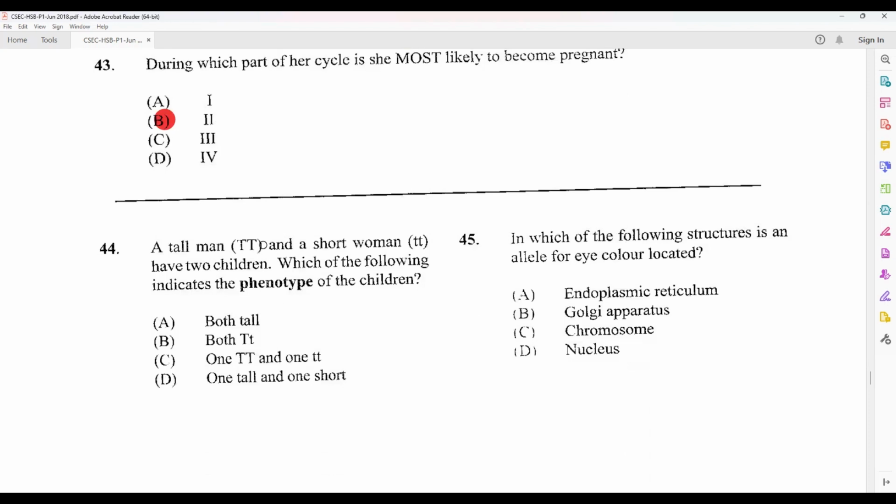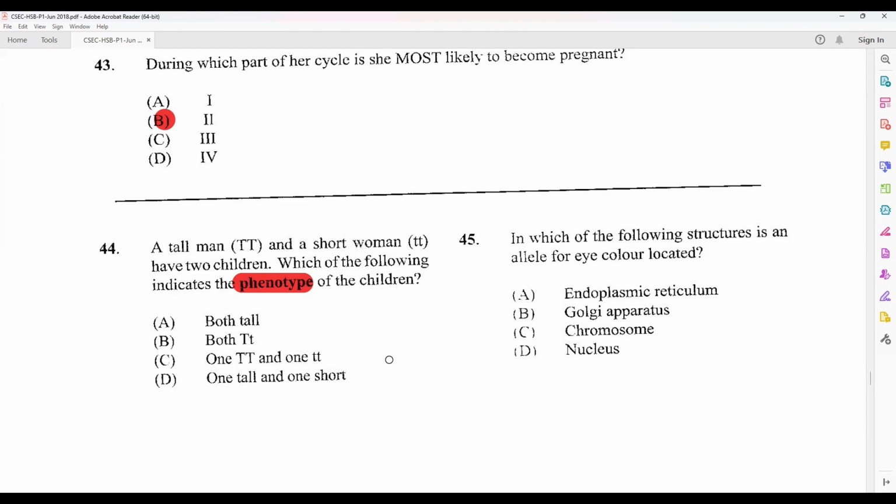A tall man, and we see 2 capital T's here, that means the person is homozygous dominant. And a short woman, she has 2 small t's, 2 recessive alleles, so she is homozygous recessive. They have 2 children. Which of the following indicates the phenotype of the children? When you do this cross, all their children should be heterozygous.